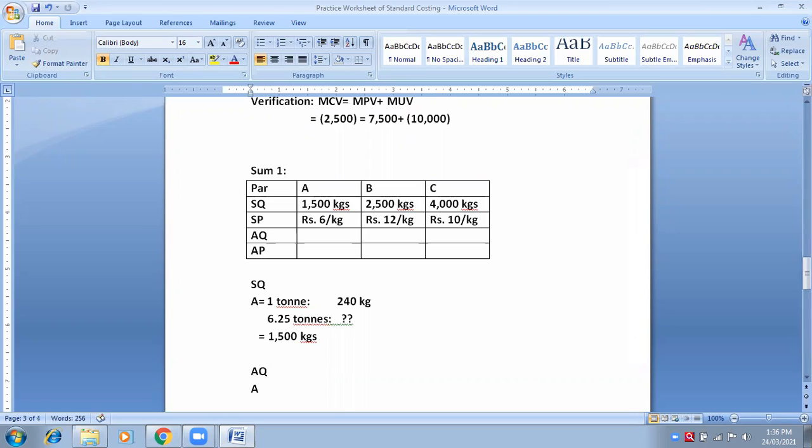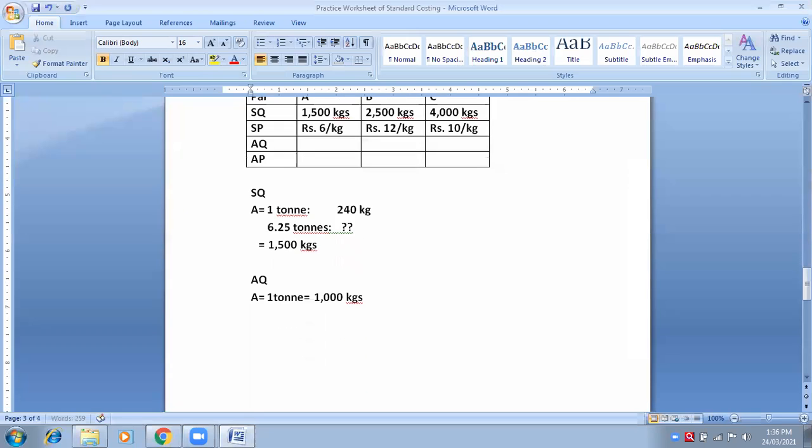Actual quantity, let's take it for A. It is 1.6 tons, and 1 ton is equal to 1000 kgs. Yes or no? 1 ton is equal to how many kgs? 1,000 kgs. Therefore, how much will 1.6 tons be? So put a question mark here. Tell me, after cross multiplying, what is the answer?